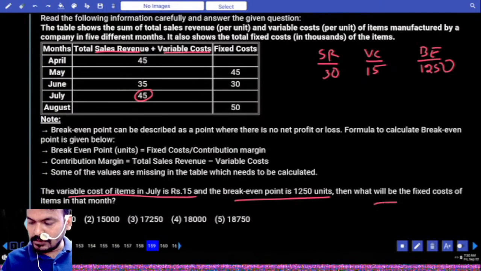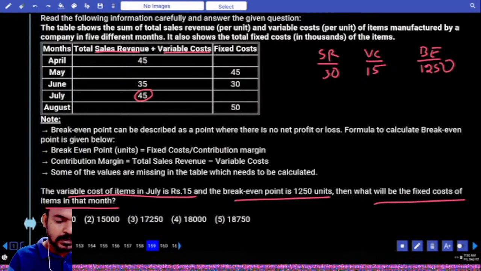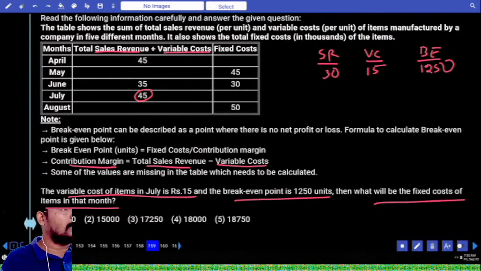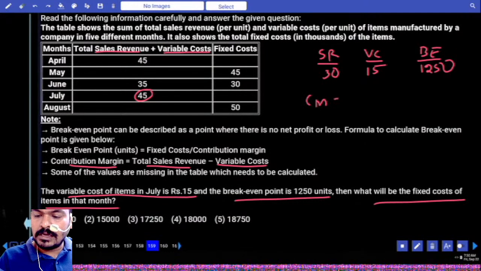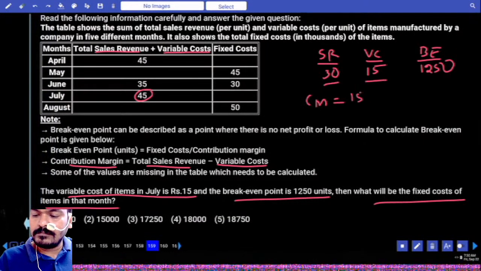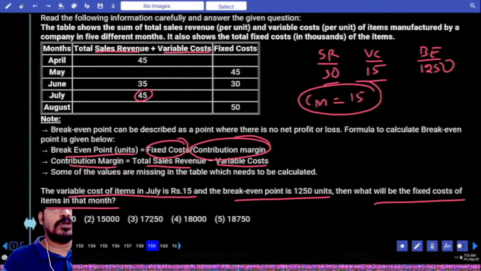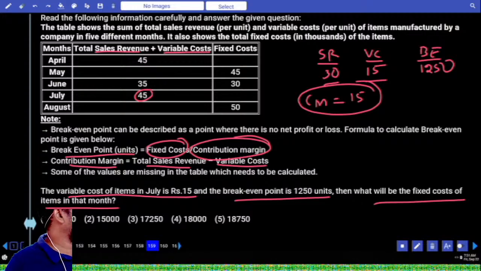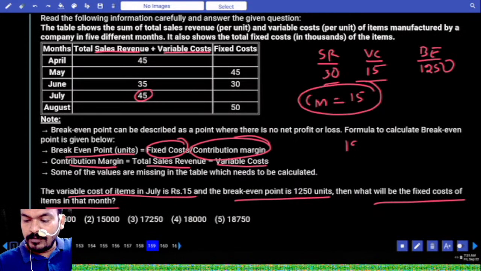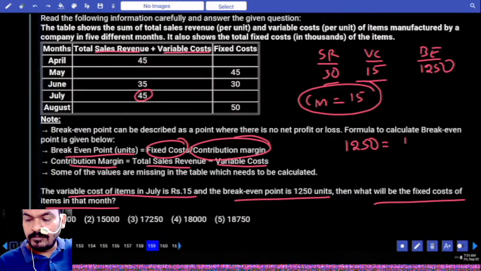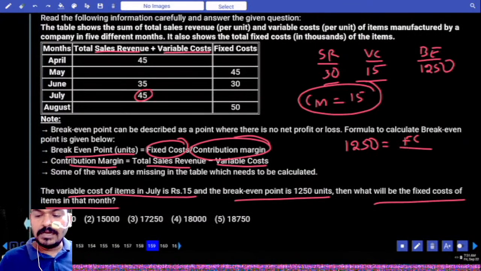1250. What is the question here? What will be the fixed cost of the items in that month? First, contribution margin is nothing but total sales revenue minus variable cost, he said. Means contribution margin equals 30 minus 15. Okay, and one more, break-even point equals fixed cost by which one? Contribution margin. What is the fixed cost? We don't know, but the break-even point is 1250. 1250 equals which one? Fixed cost by contribution margin.